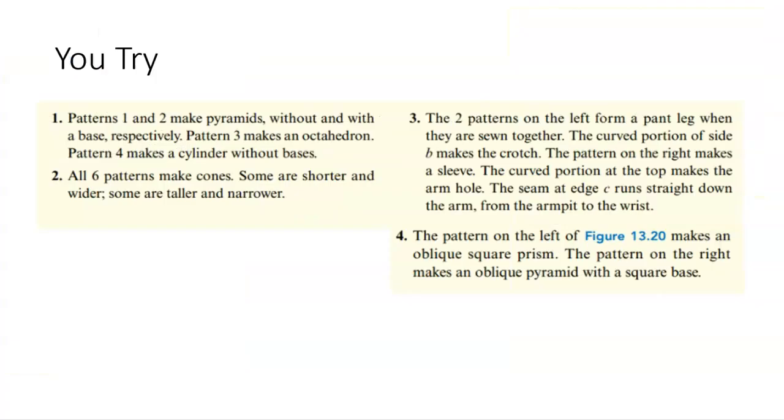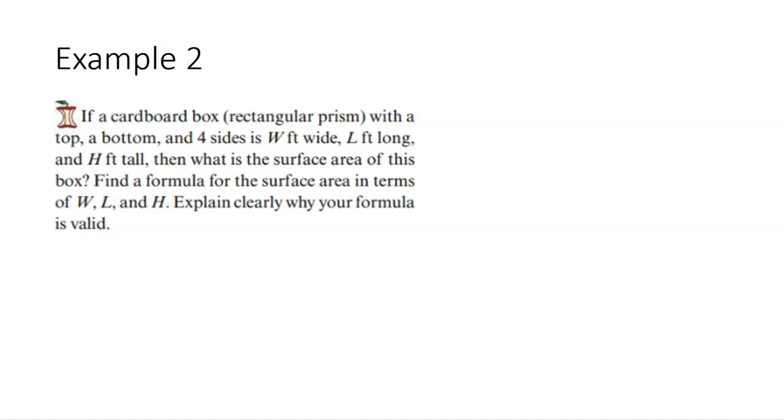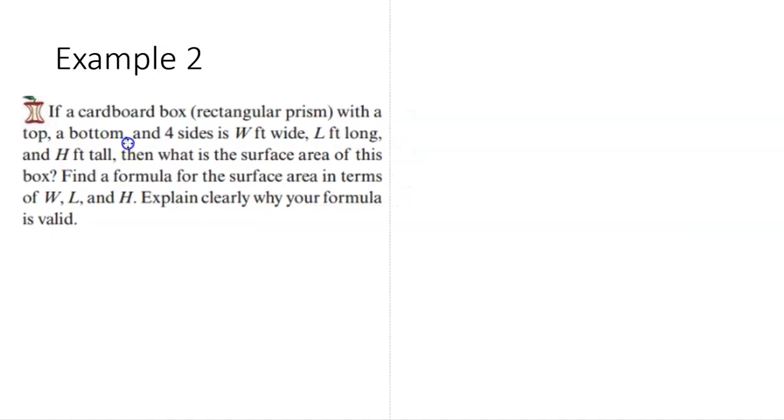And there you go. If a cardboard box, a rectangular prism, with a top, a bottom, and 4 sides is W feet wide, L feet long, and H feet tall, then what is the surface area of this box? Find a formula for the surface area in terms of W, L, and H. So we're going to find it for this box, and then we're going to extend it out.